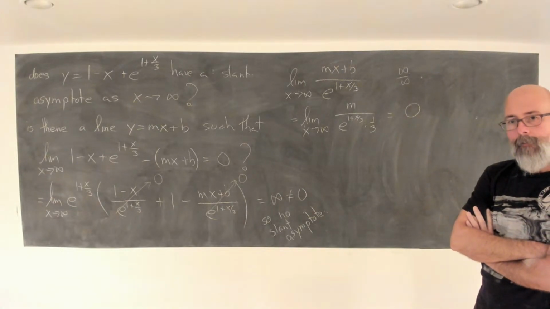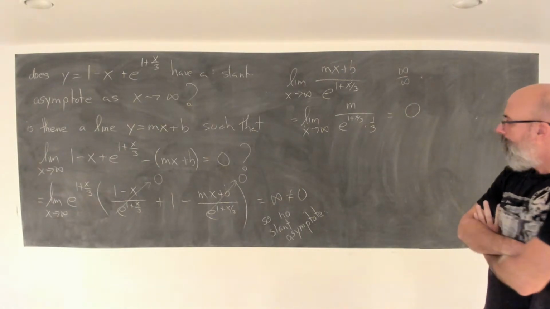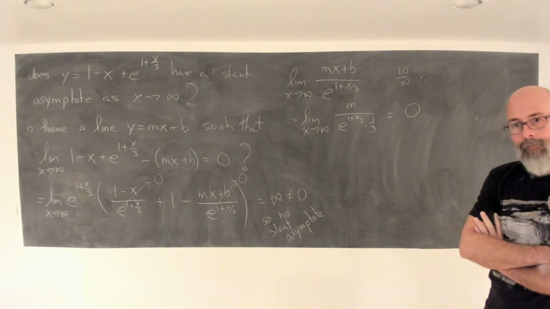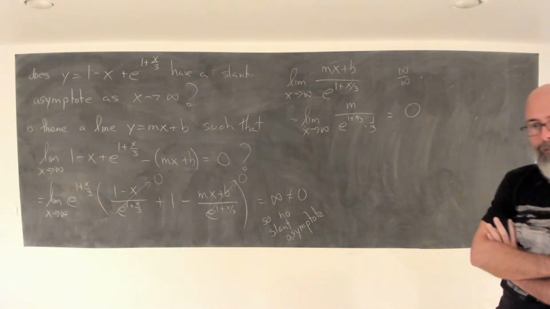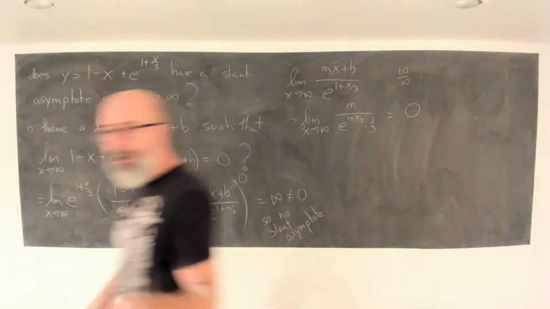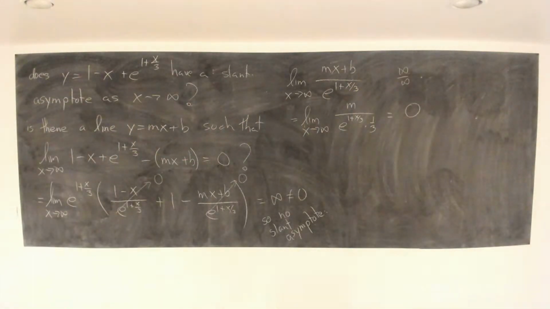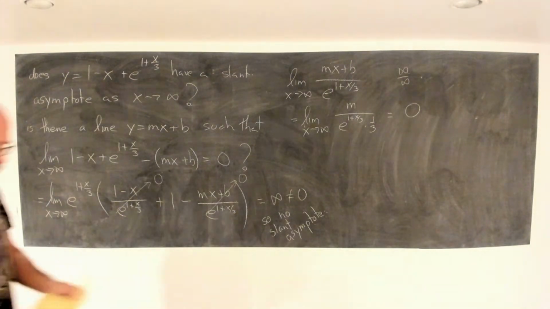Better? Anyone? How are we doing here? We want to take one more minute to see a slant asymptote.